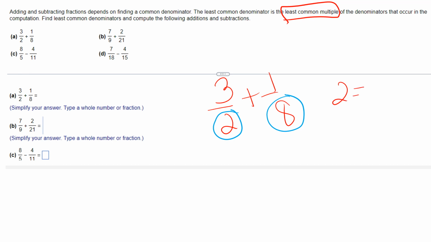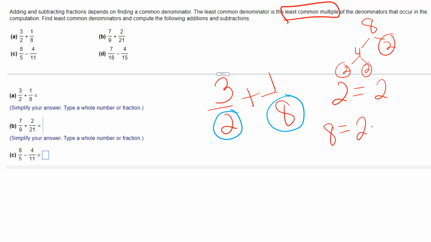2 is already factored, so I know that my prime power factorization of 2 is just 2. 8, I'm going to have to do a little bit of work for. So 8 is 4 times 2, 2 is prime, and 4 is 2 times 2. Okay, I've hit all primes, so I know I can now write my prime power representation here.